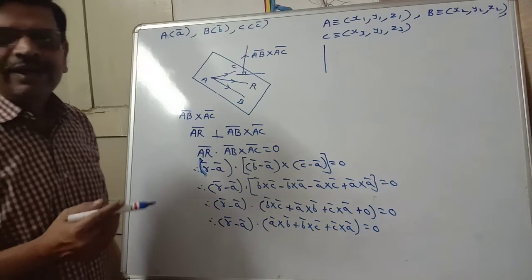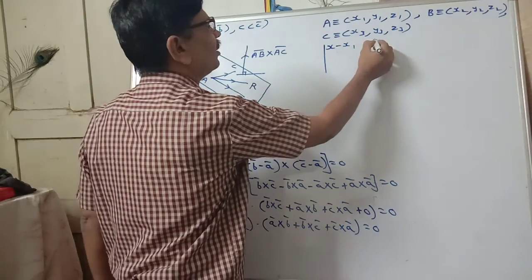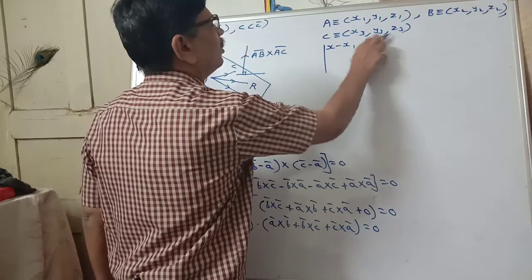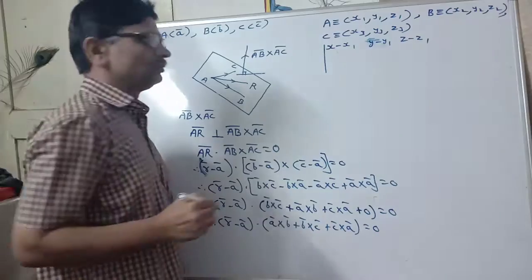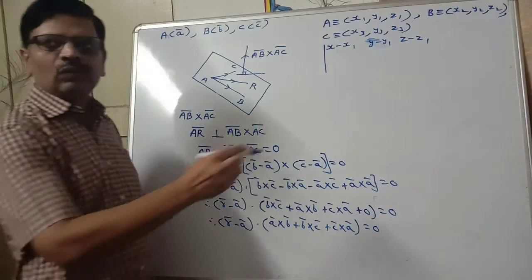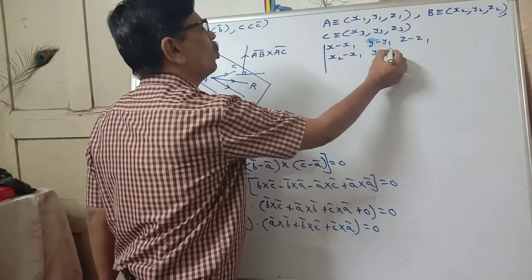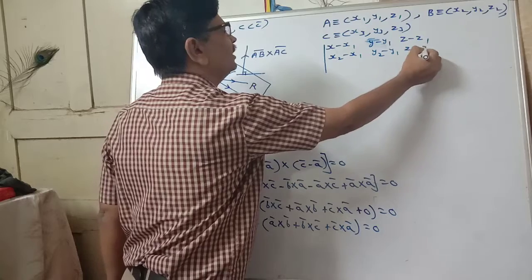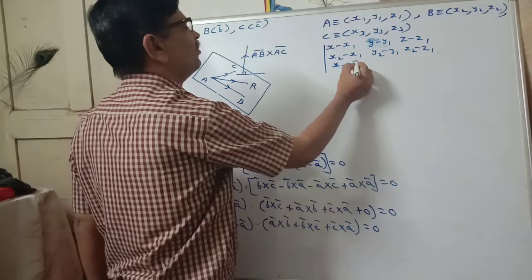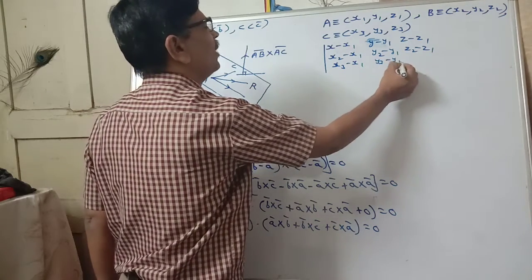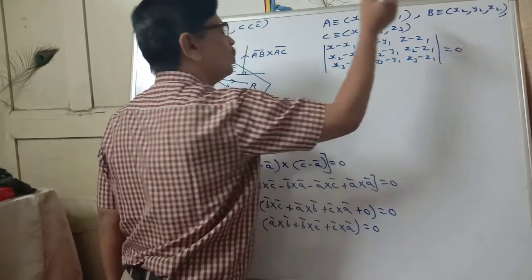In the determinant, in the first row: x minus x1, y minus y1, z minus z1. In the second row: x2 minus x1, y2 minus y1, z2 minus z1. Third row: x3 minus x1, y3 minus y1, z3 minus z1, is equal to 0.